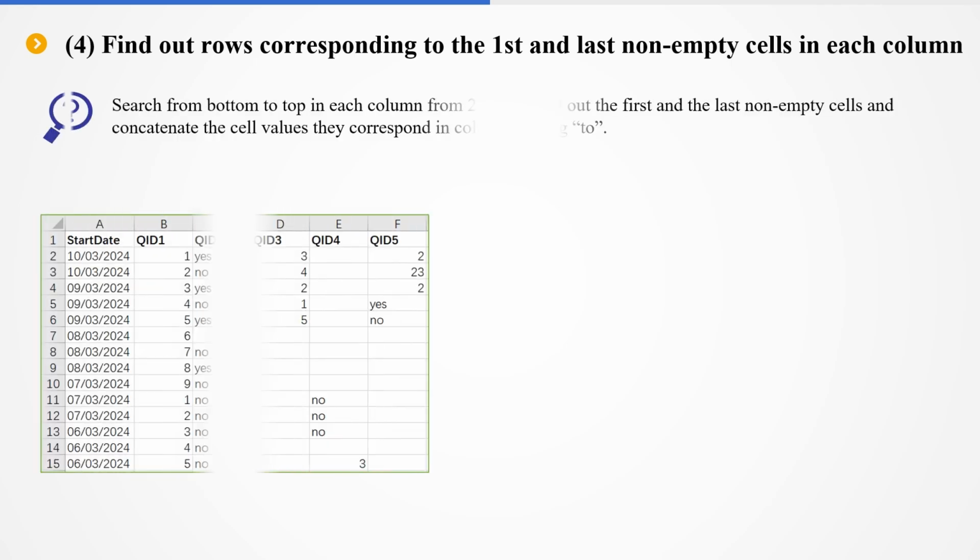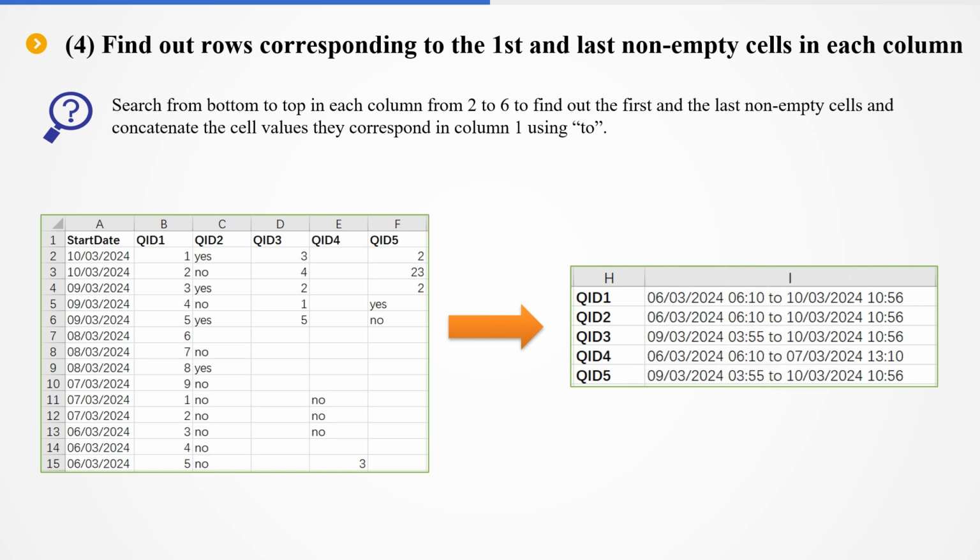4. Find out the rows corresponding to the first and the last non-empty cells in each column. Similar to the pmax and pos functions, pselect is also a positioning function. For example, the first column of this Excel table is the date data without empty cells, while each column from 2 to 6 has empty cells. It is required to search from bottom to top in each column from 2 to 6 to find out the first and the last non-empty cells and concatenate the cell values they correspond to in column 1 using a separator.